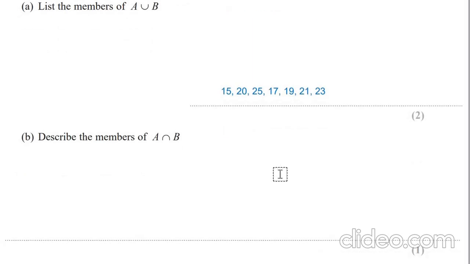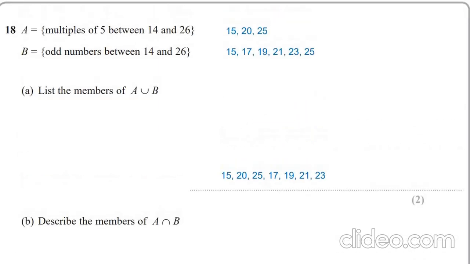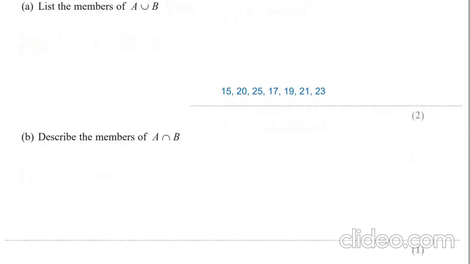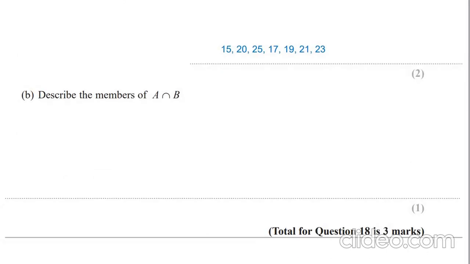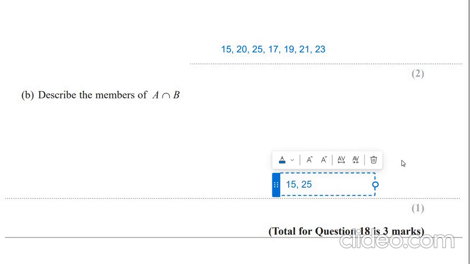Now the intersection of set A and B is everything that is common to both A and B. All the numbers that are common in both set A and B. 15 is common. 25 is common. So the set A intersection B contains 15 and 25.